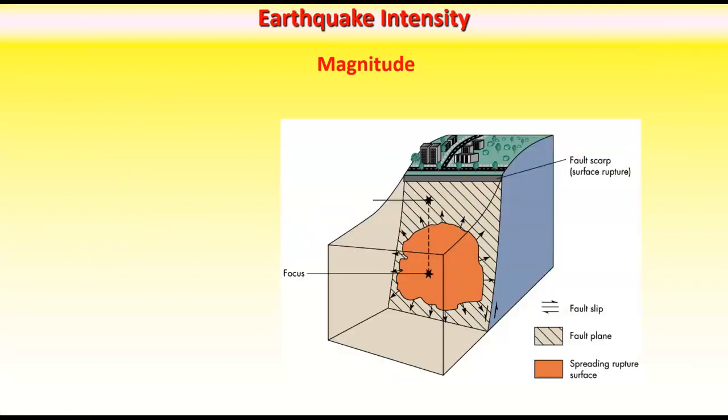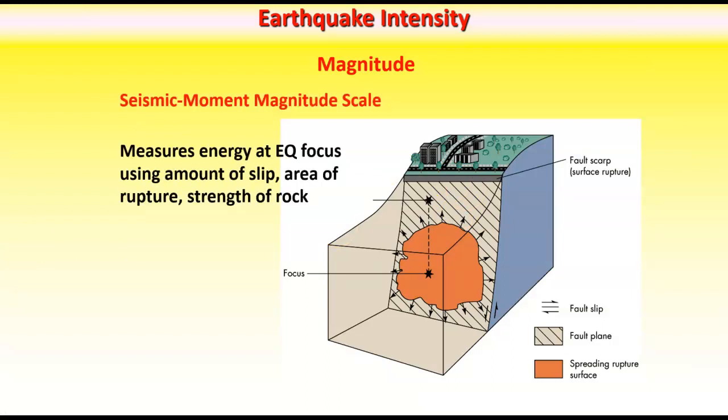Because in some cases, we need more information, right? So we need to know how much of the area ruptured and all those kinds of things, and the strength of the rock. And these things also give us more information so we can determine a more accurate magnitude.